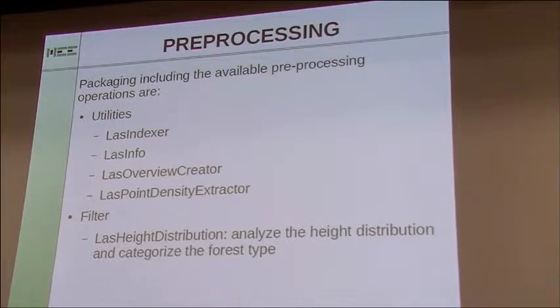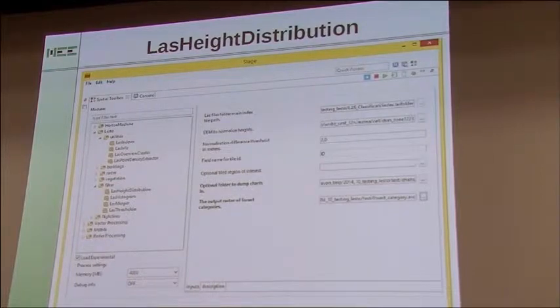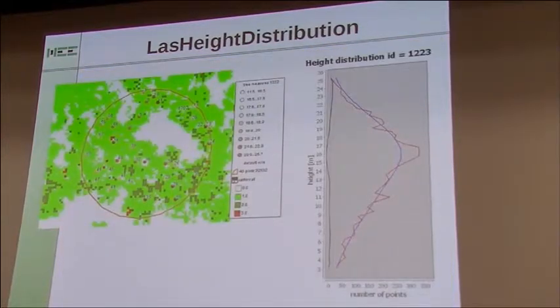And then we have some filtering algorithms. The first one is the LAS height distribution. It analyzes the height distribution and categorizes the forest type. This is very helpful if you do forestry. It gives us as output this chart containing the height distribution with the number of points with the same height.